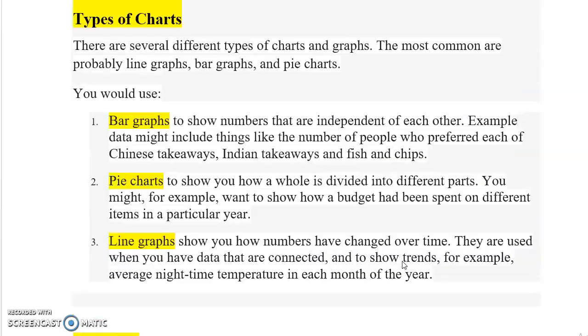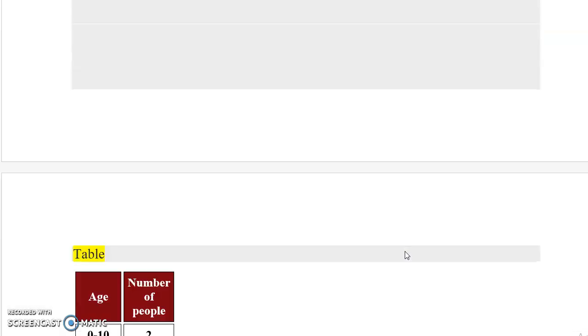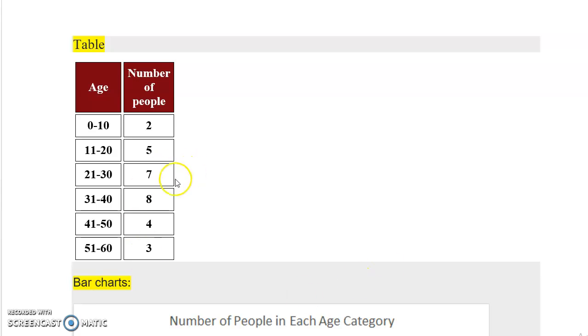Okay, now before going through the examples and through the details for the charts, it's good just to show you some samples for them. So this is a table, how to express the information inside a table. So instead of making a paragraph saying the number of people who are in this age between 0 and 10 years old, we can classify them into a table like this with 2 columns and a number of rows.